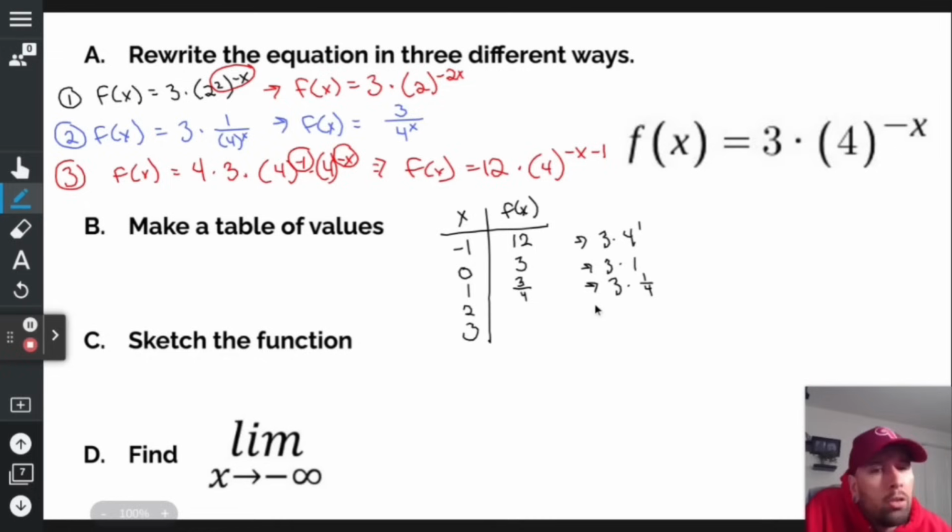If I had to plug in 2, that would be the same as 3 times 4 to the negative 2, which is 3 times 1 over 4 squared, which is 3 times 1 16th.